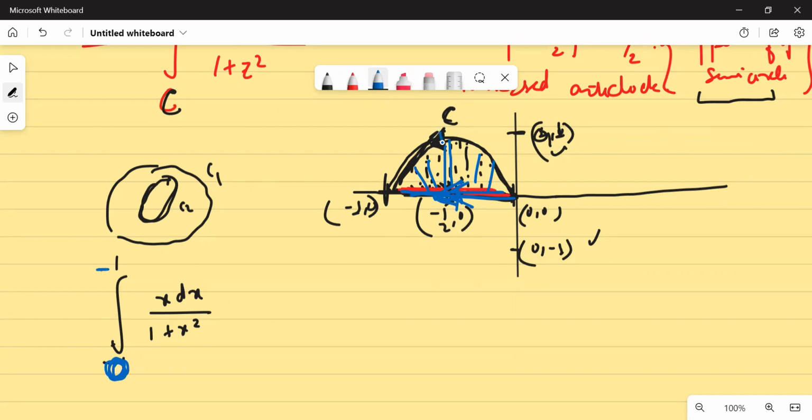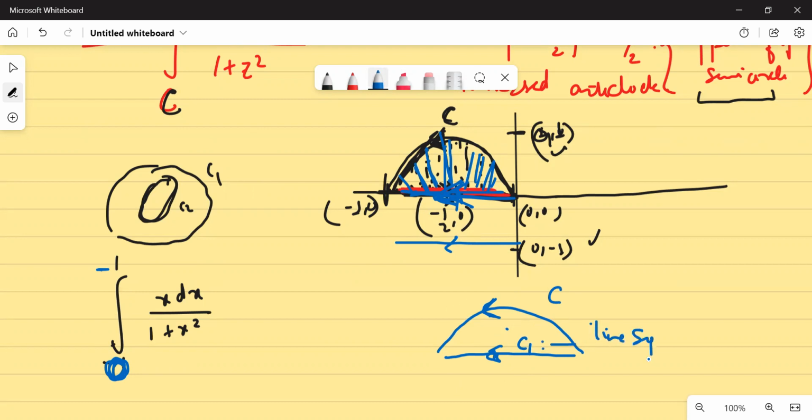If I try to deform this curve onto the x-axis, what will I get? I will simply get a line. If I deform this upper half of the semicircle into a line, it will look like this. So this is your C, and let's use another notation, C1. C1 is the line segment joining 0, 0 to, I think, -1, 0, which is nothing but the x-axis.